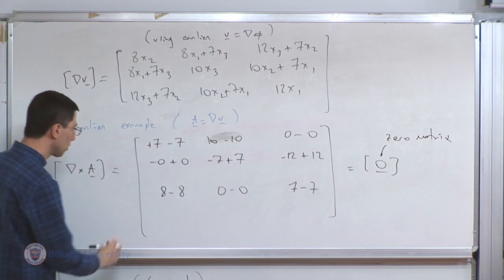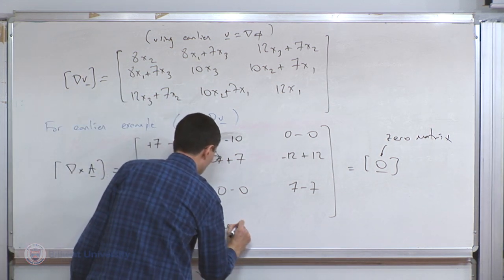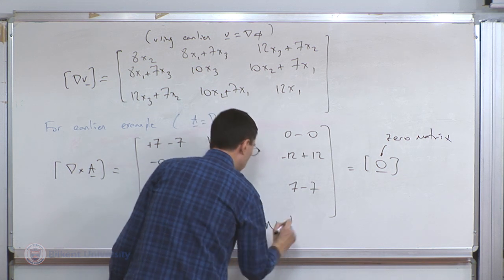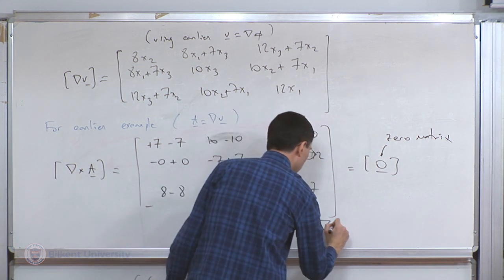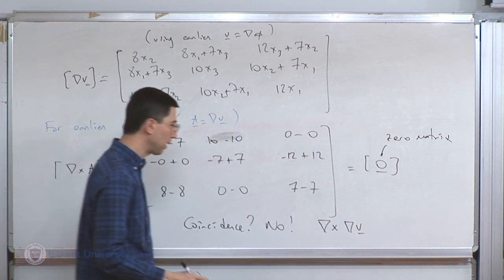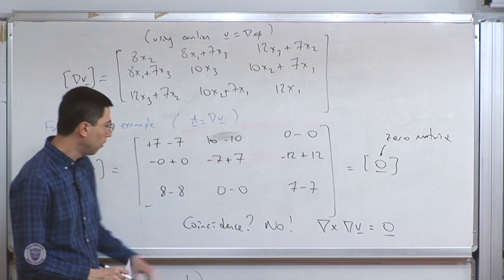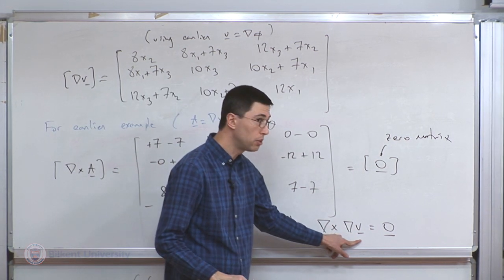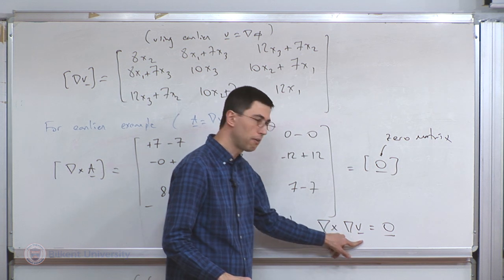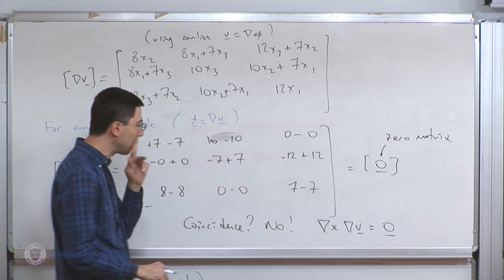Is it a coincidence, again? No. Because if you take the curl of a matrix that is actually the gradient of a vector, again, it is equal to 0. So the curl of the gradient of a scalar function is 0. The curl of the gradient of a vector function is also 0. So the curl of any gradient eventually is going to be a 0.